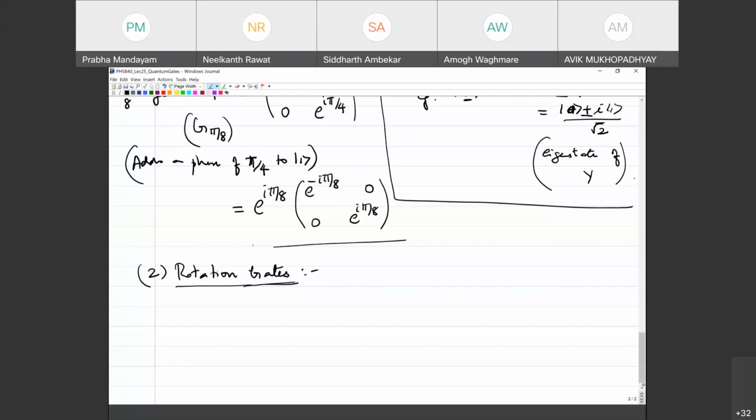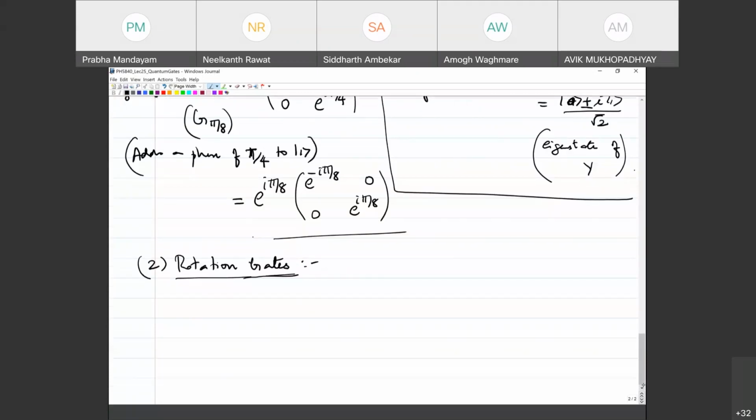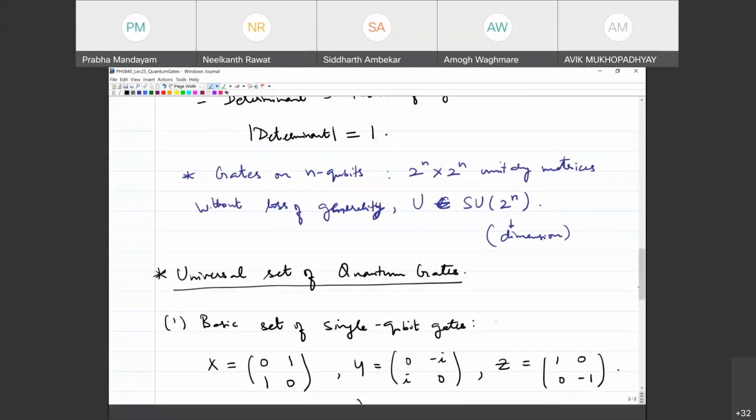Excuse me. What's the motivation? What exactly are we trying to do? You said we are looking at some structure, right? Yeah. Like I said, the idea is to work towards a universality argument, right? Which means that there has to be a basic set of gates in terms of which all quantum gates should be realized.